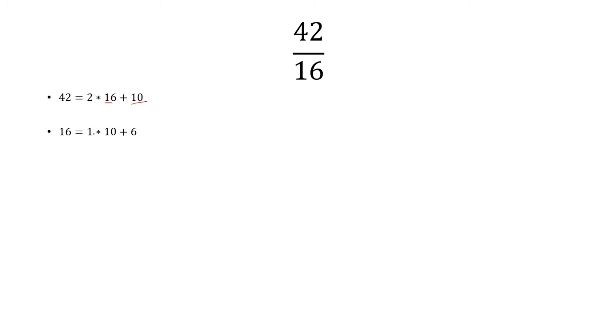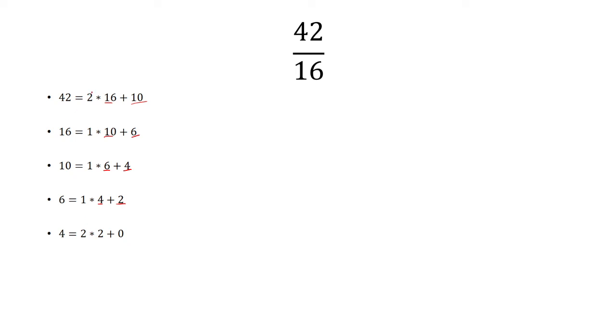Now 16 is 1 times 10 plus 6. Slide over the 10 and the 6. 10 is 1 times 6 plus 4. Slide over the 6 and the 4. 6 is 1 times 4 plus 2. Slide the 4 and the 2. And at this point, we get a remainder 0 because 4 is 2 times 2.